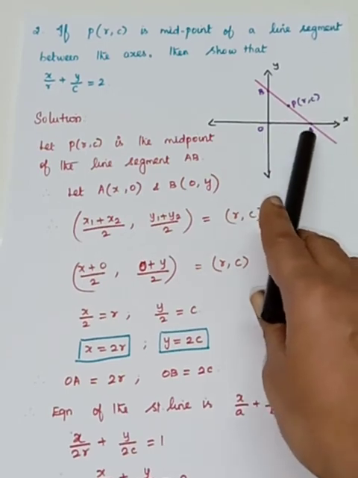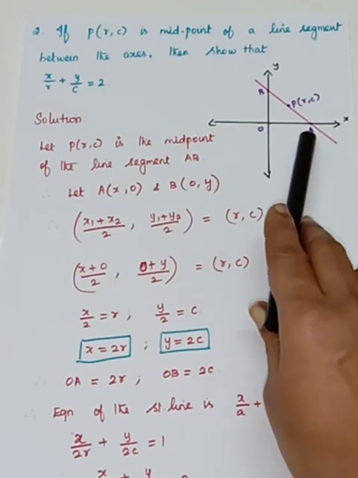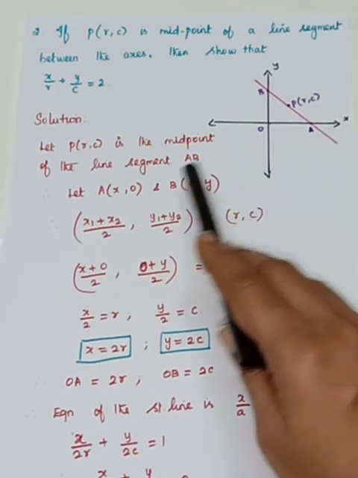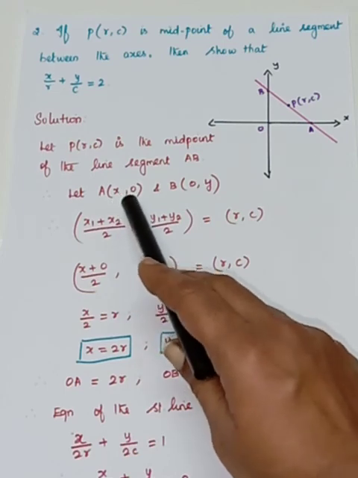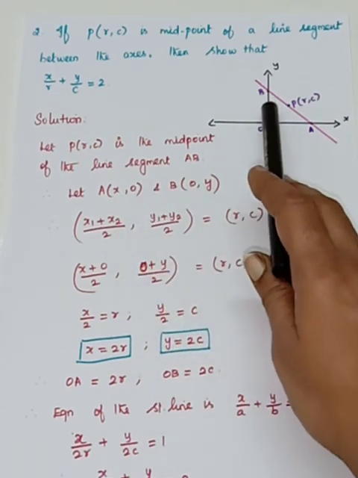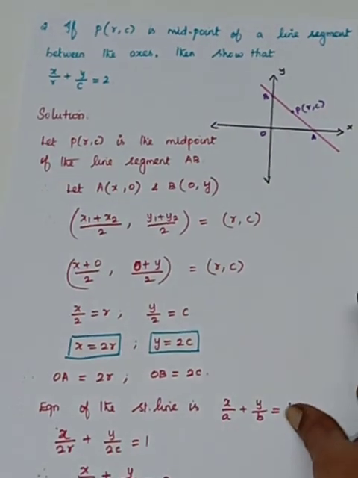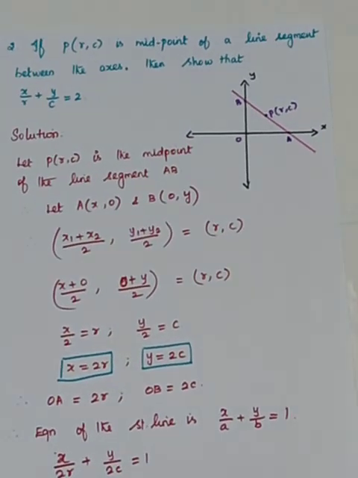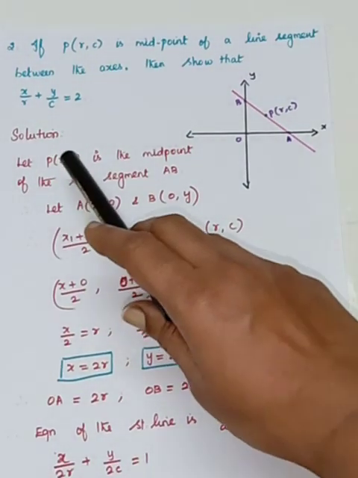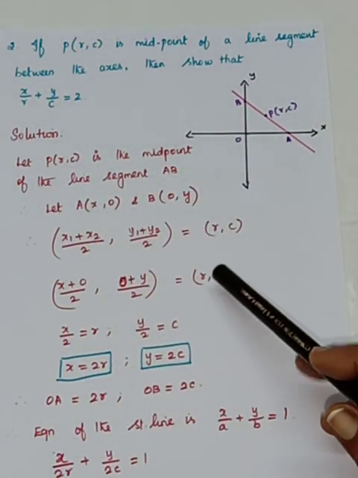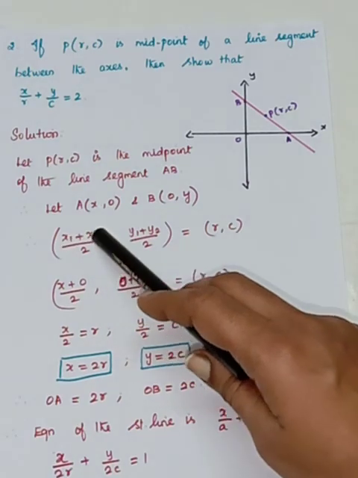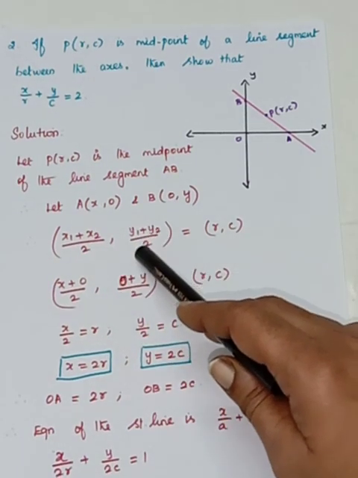Okay, so the P point has the coordinates R comma C. Where is A? A is on the x-axis, so whose y coordinate is 0. So A point I have taken as x comma 0 because it is on the x-axis. B point, where is it? It is on the y-axis. So I will take it as 0 comma y. What is P? That R comma C is the midpoint of this line segment. How to find the midpoint? What is the formula? x1 plus x2 by 2 comma y1 plus y2 by 2.